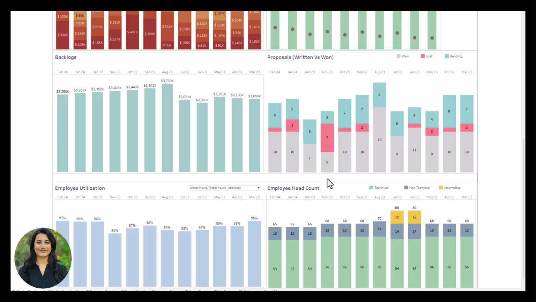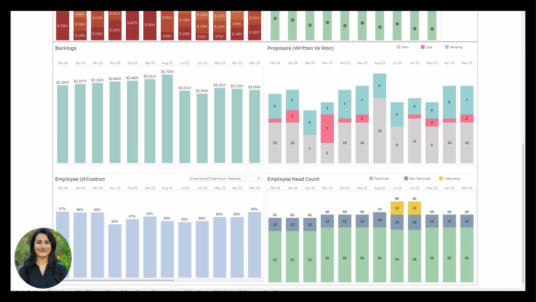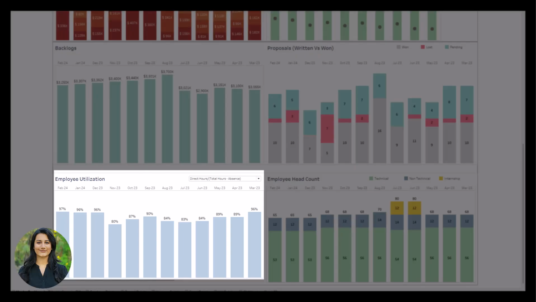We have an interesting functionality here. Clicking on these proposals will take us to another tab where we can see project level details for these proposals. Let's click here and explore these lost proposals in more detail. We can see that all proposals were submitted by Lanita. This indicates a possible performance issue and gives us a reason to look deeper into what went wrong and where help is needed. Now let's look at employee utilization.